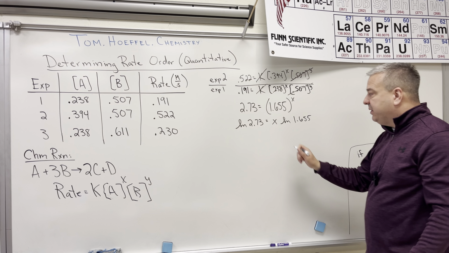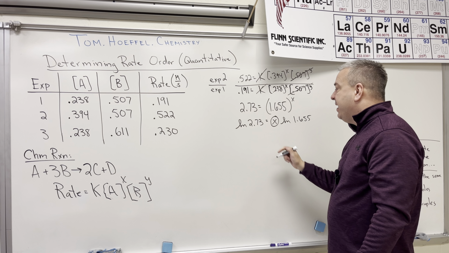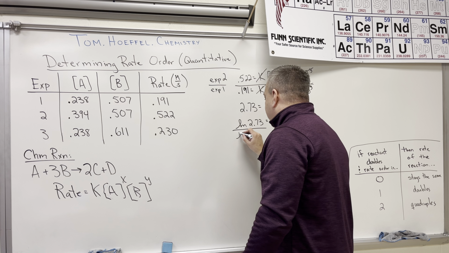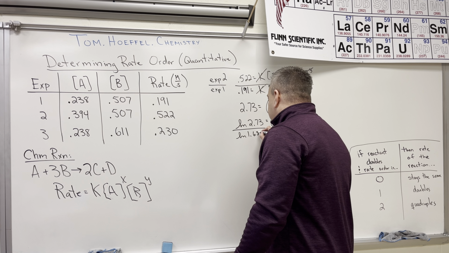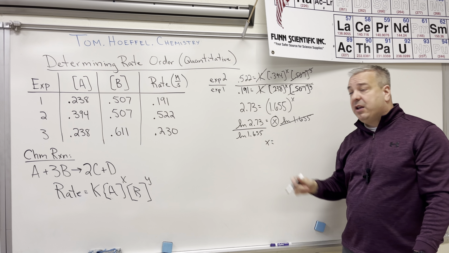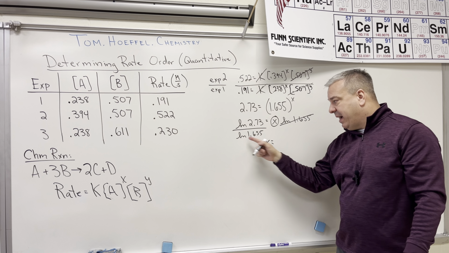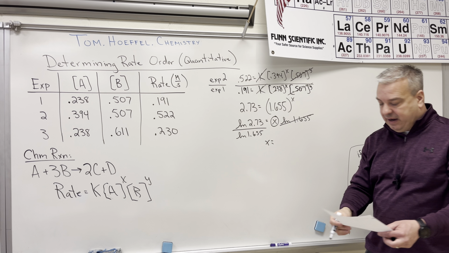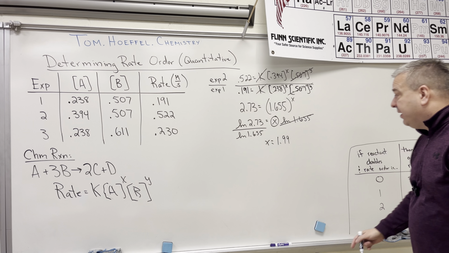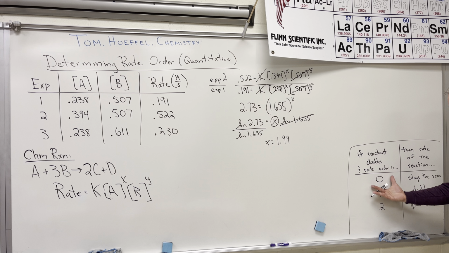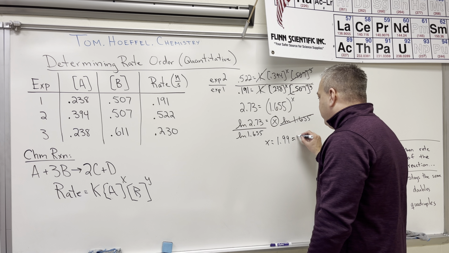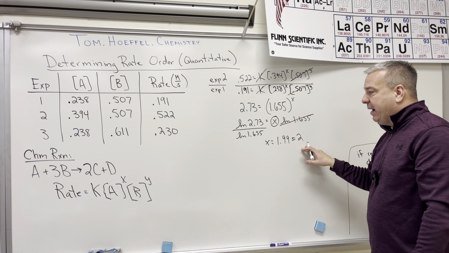And then from here, it gets really easy to solve for x, okay? I'm just going to divide by natural log of 1.655 on both sides. I'm going to take my calculator, hit natural log 2.73 divided by natural log of 1.655, and I get this number of 1.99, okay? Now, rate orders tend to be whole numbers, 0, 1, or 2, so we're going to say, hey, this is close enough to being a rate order of 2.